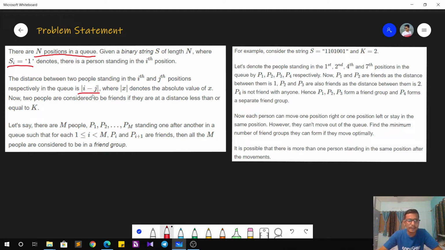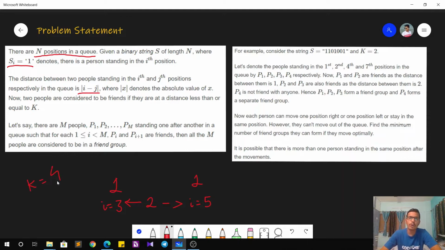Also, two people are said to be friends of each other if they are separated by a distance less than or equal to k. So let's say there is a person standing at index i equal to 3, and there is a person standing at index i equal to 5. Then their difference is the distance between them, so 3 minus 5, that is the distance, is basically 2. If the value of k is, let's say, 4, then these two people are each other's friends. Why? Because the distance separating them is less than or equal to k.